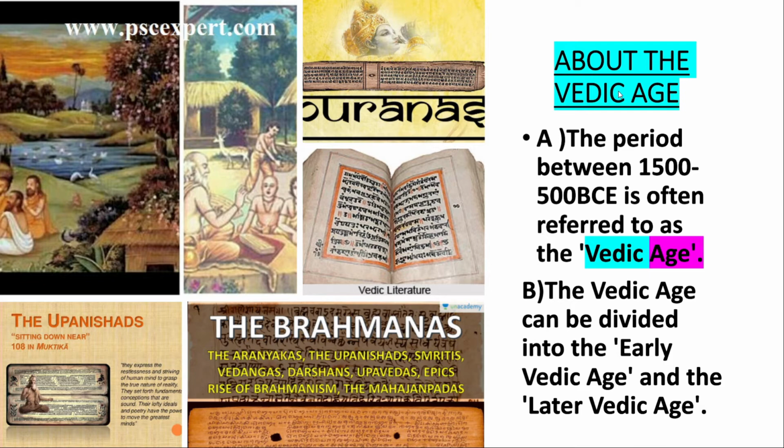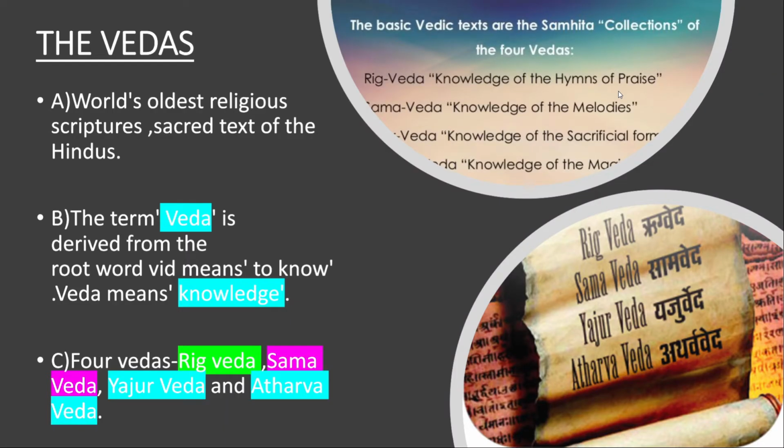After this, about the Vedic age, the Vedas. Children, have you heard about Vedas? Good. The Vedas, which are among the world's oldest religious scriptures, are the sacred text of the Hindus. Vedas are the most important source of information about the Aryans. Not only that, students, the Vedas also give us information about the Vedic age, about the daily life of the people, about their religious beliefs, etc.